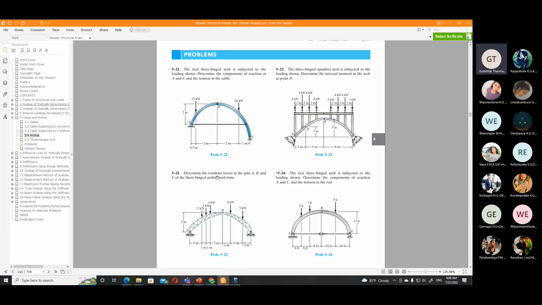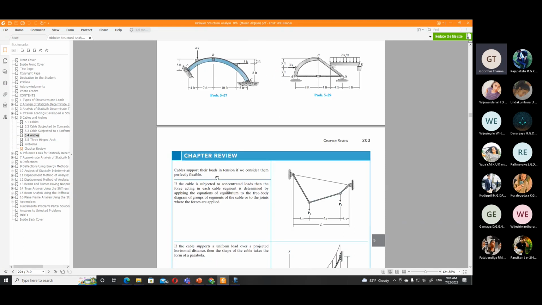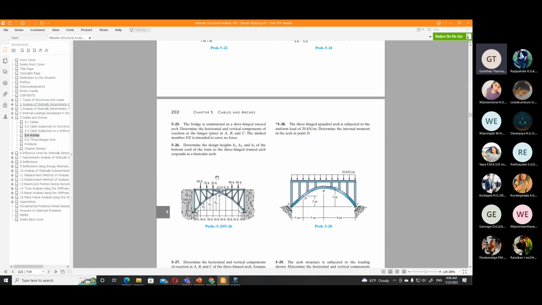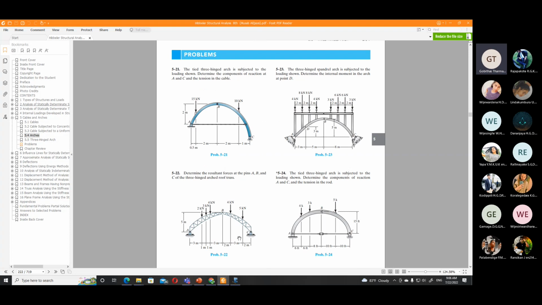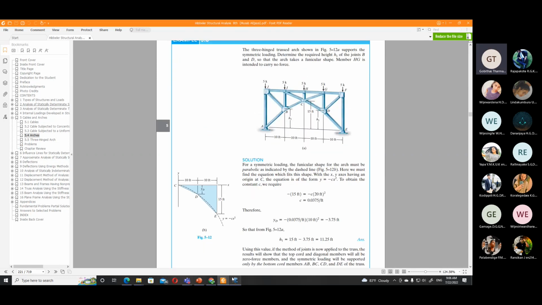So these are the problems in this book, right? I have taken some of those problems. This chapter gives you a very simple understanding of analysis of arches. It does not mean that you can analyze much more complex arches, but yes, you can have the basic understanding of how arches are analyzed.